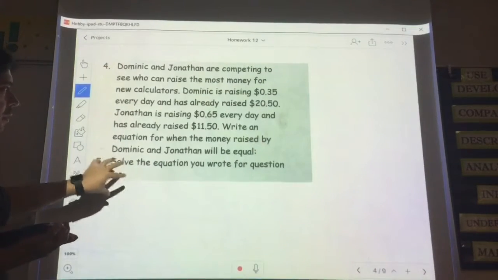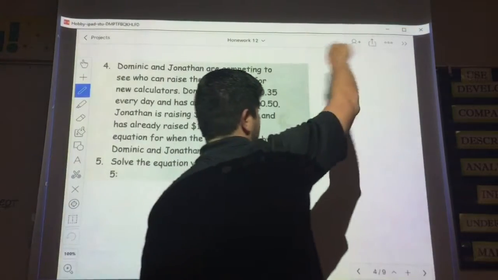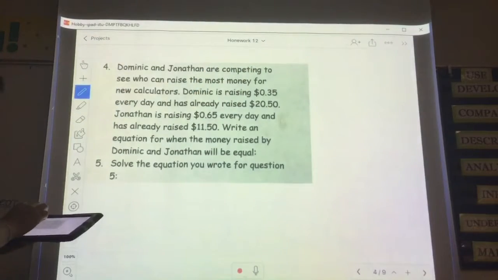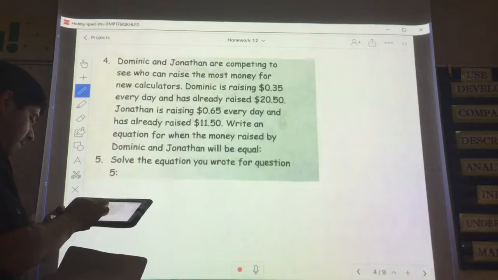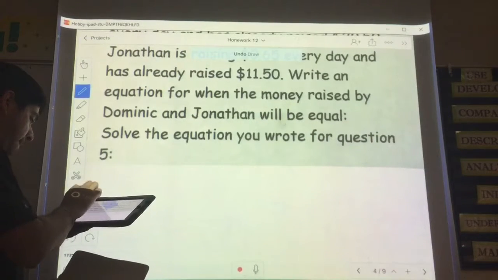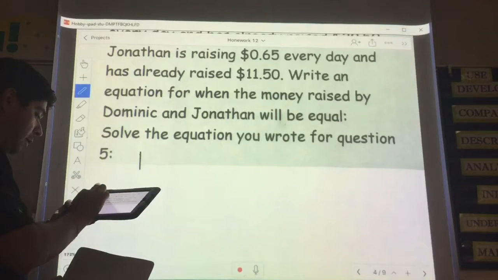Number 5 says to solve it. So we'll kind of do these together. I'm going to put the equation up here, and then I'll solve it going down. So first thing I need from Dominic. Okay, I'm going to look at Dominic first. I'm going to put a P for Dominic.